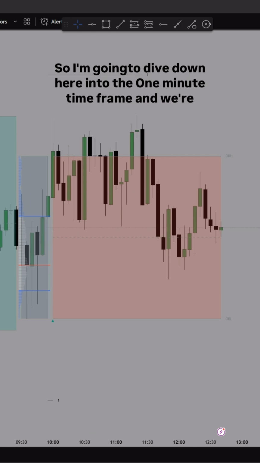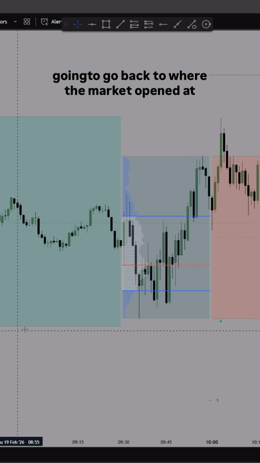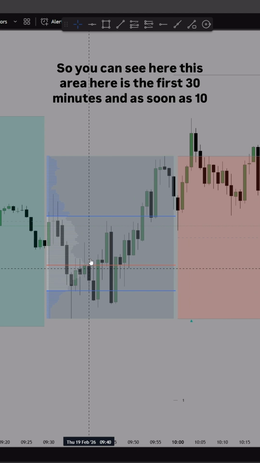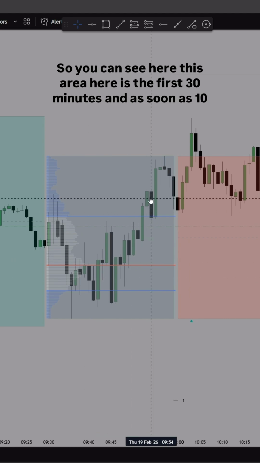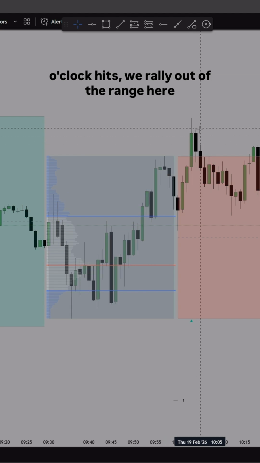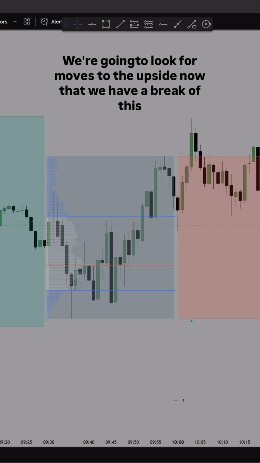So I'm going to dive down here into the 1 minute time frame, and we're going to go back to where the market opened. You can see here, this area is the first 30 minutes, and as soon as 10 o'clock hits, we rally out of the range here. This signifies potential buying bias. So we're going to look for longs, we're going to look for moves to the upside now that we have a break of this range.